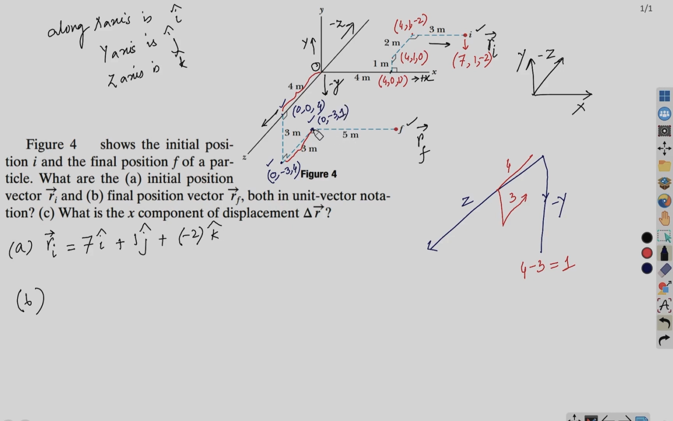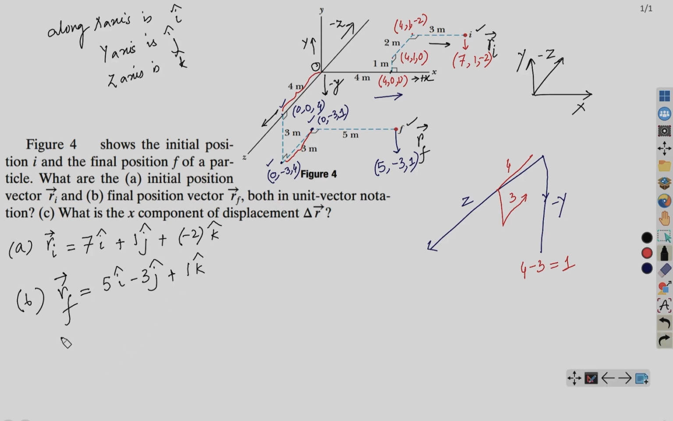Now we have the coordinate of this point. Now we have shifted 5 unit along positive x-axis. The coordinate of this point is 0 plus 5 unit, 0 plus 5 meter, and the rest 2 will remain the same. So we obtain the final position vector 5 i cap minus 3 j cap plus 1 k cap.